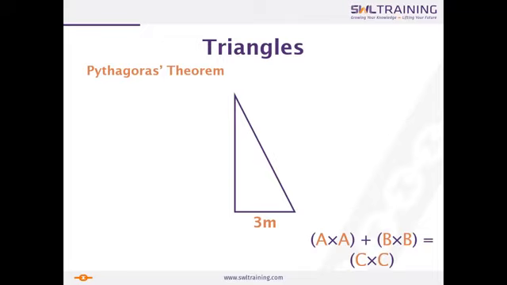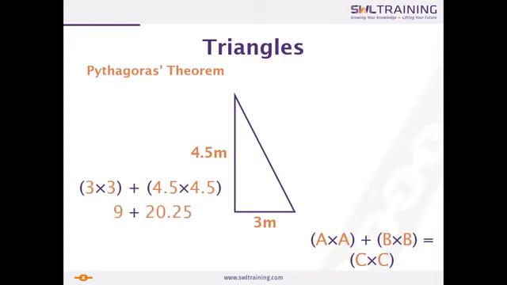If we have 3 metre length on the bottom side and 4.5 metre length on this side, we can use those to calculate the length of the hypotenuse. So of course, using our formula, we would do 3 times 3, and then we would add on 4.5 times 4.5. Notice the use of brackets here. So that gives us 9 plus 20.25, and the result of that is 29.25. So this represents the square area that would be created by the hypotenuse.